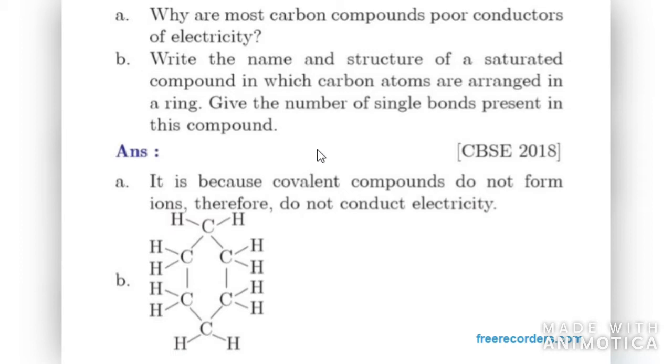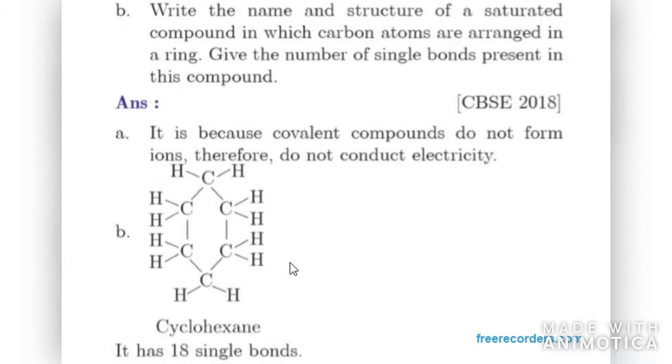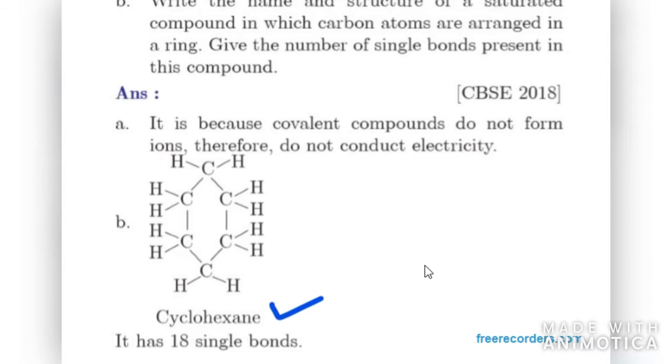Now the B part says write the name and structure of a saturated compound, that means single bonding, in which carbon atoms are arranged in a ring, and give the number of single bonds present in this compound. In your book, there is a diagram of cyclohexane. In this, they are using 6 carbon atoms attached with 2 H each, so it is forming cyclohexane. As you can count, it has 18 single bonds present in this cyclohexane. Now this is all for this.